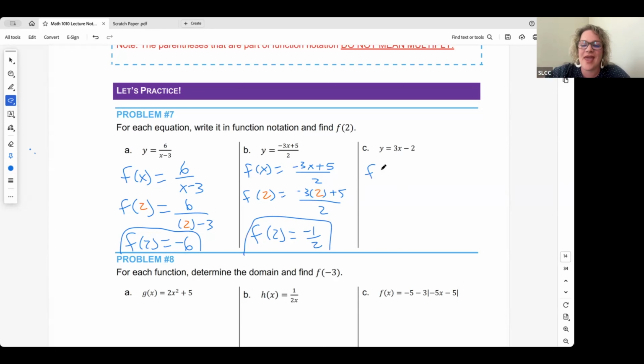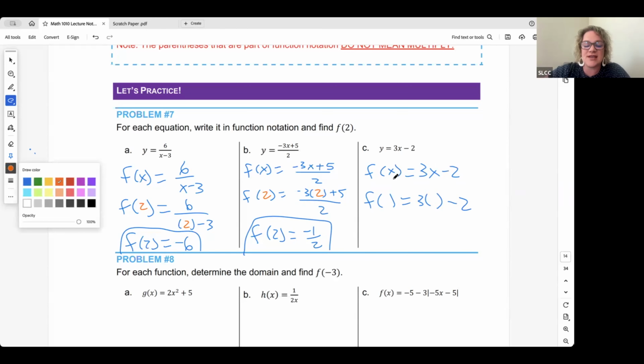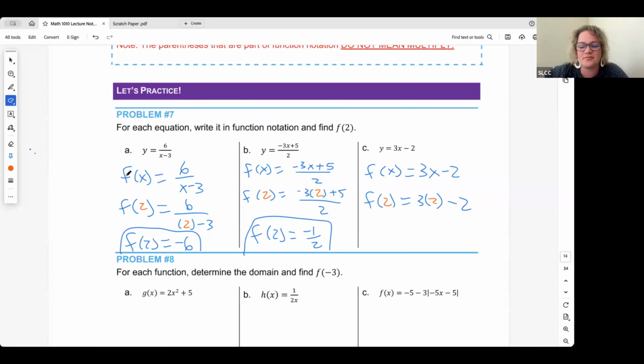Let's do it one more time. F of x, change the y to f of x. Function notation. That's it. Equals 3x minus 2. Now find f of 2 by plugging in 2 for the x value. These three examples only have one x, but we could have multiple x's that we need to plug into, so just be aware of that. Now I evaluate. 3 times 2 is 6. 6 minus 2 is 4. So I can see that f of 2 is 4. When I plug in 2, the corresponding output is 4.